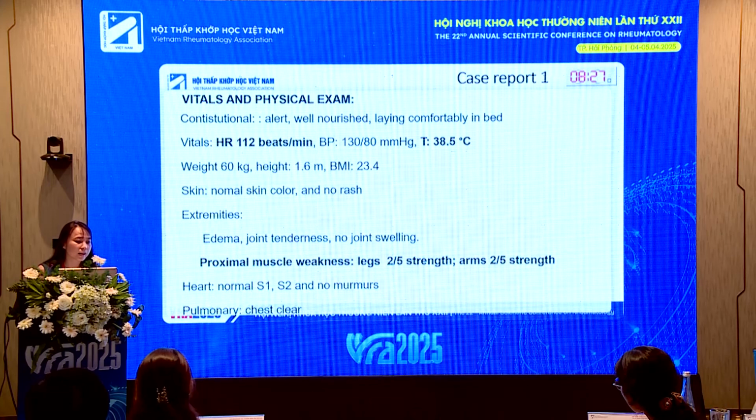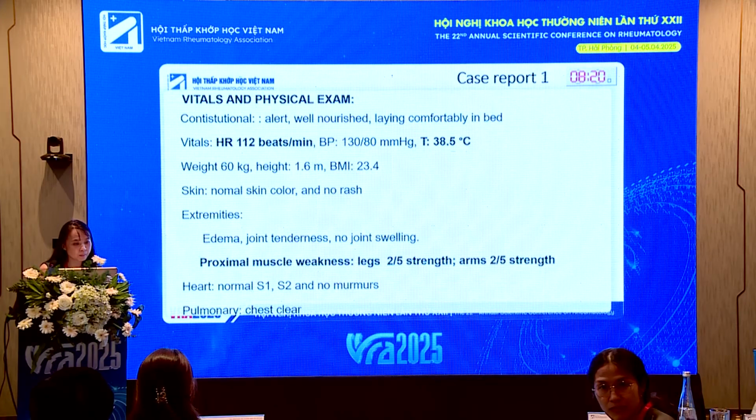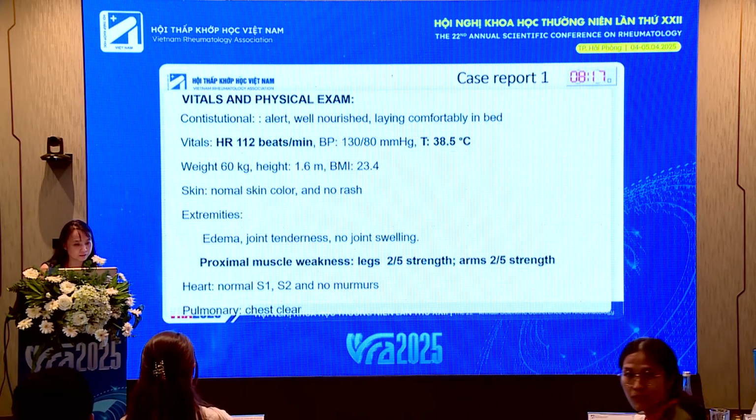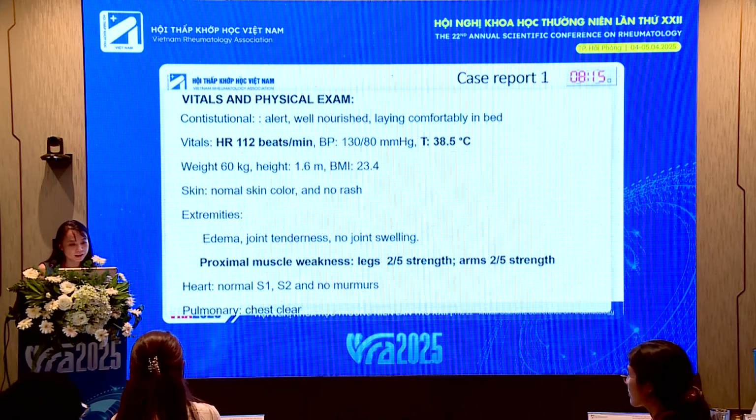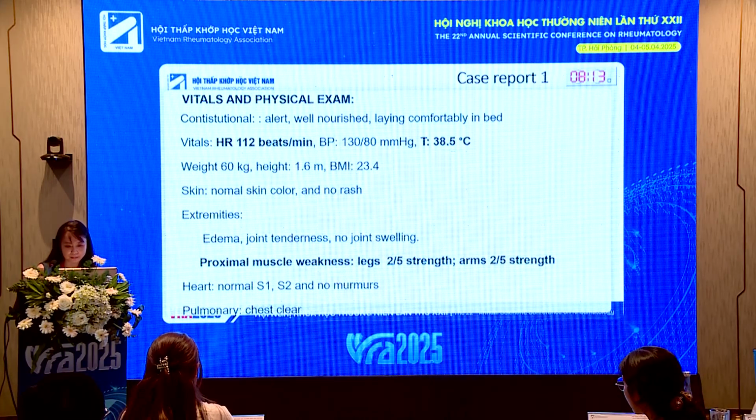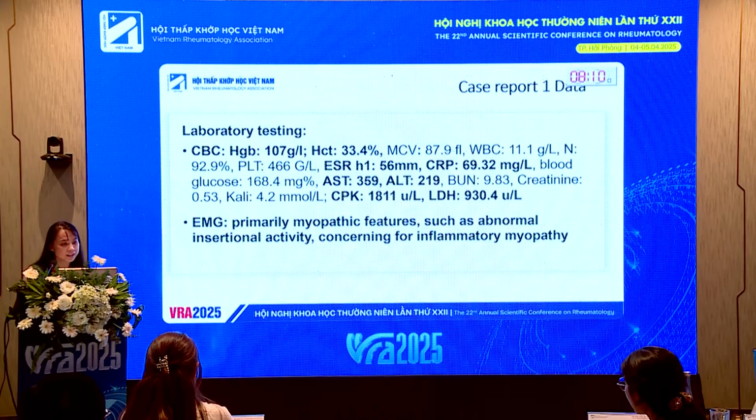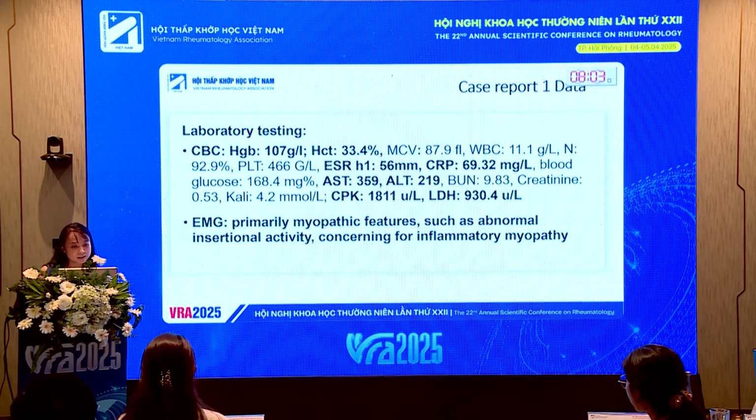Her physical exam was generally normal, except for mild tachycardia and fever, and the most significant finding was proximal muscle weakness, with a clear chest on pulmonary exam. The laboratory testing showed mild anemia, elevated inflammatory markers, high liver enzymes, high CK of approximately 2,000 units per liter, and elevated LDH. EMG was concerning for inflammatory myopathy.